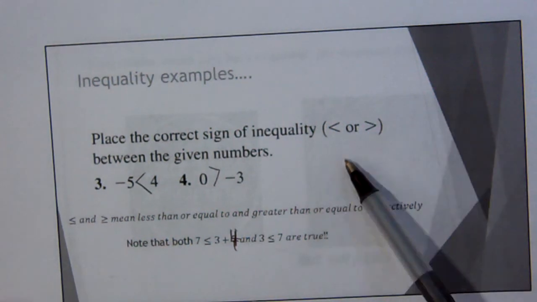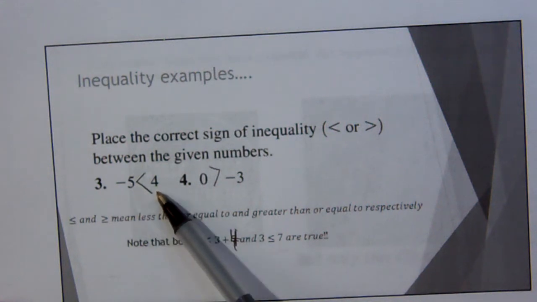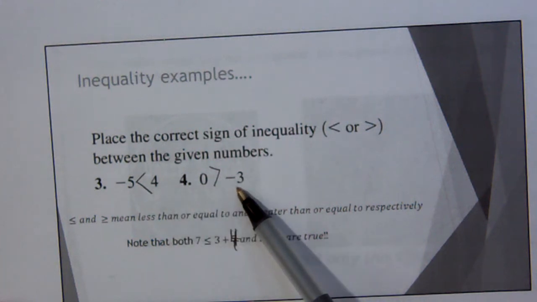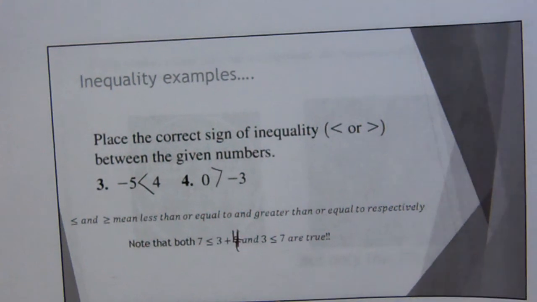Similarly, a couple of inequality examples could be covered. Here, minus 5 is less than 4 because minus 5 is to the left of 4 on the number line. Here, 0 is greater than minus 3 because 0 is to the right of minus 3 on the number line. We also have symbols that are greater than or equal to and less than or equal to. And as an example, 7 is equal to 3 plus 4. That means 7 is also less than or equal to 3 plus 4. But also, 3 is less than or equal to 7. Both these statements are true.